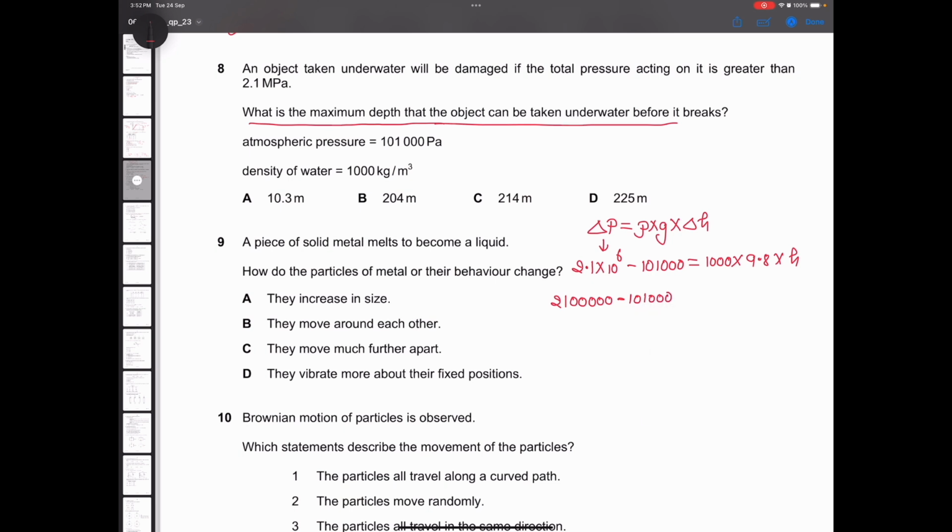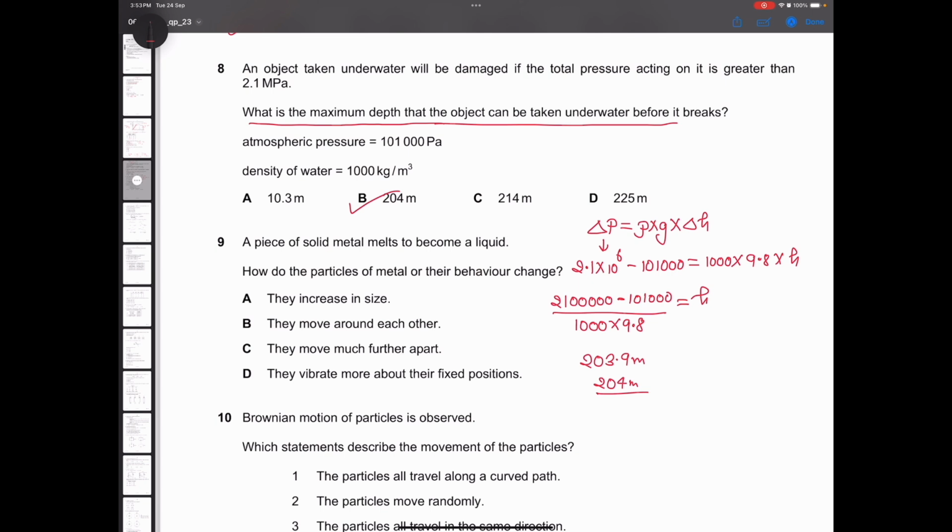Let's try to solve this. So 21 lakhs minus 1 lakh 1000, the answer is coming out to be 203.9. If you solve all of this and you make h the subject, the answer is coming out to be 203.9 meters. So you can say 204 meters. That is why option B is the correct one.